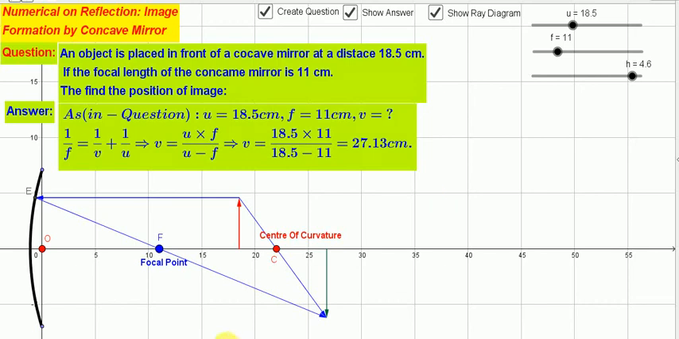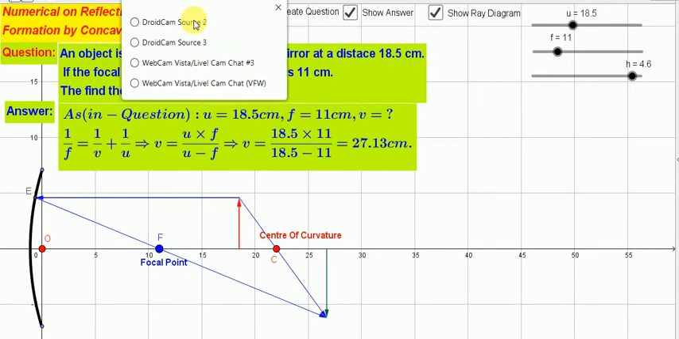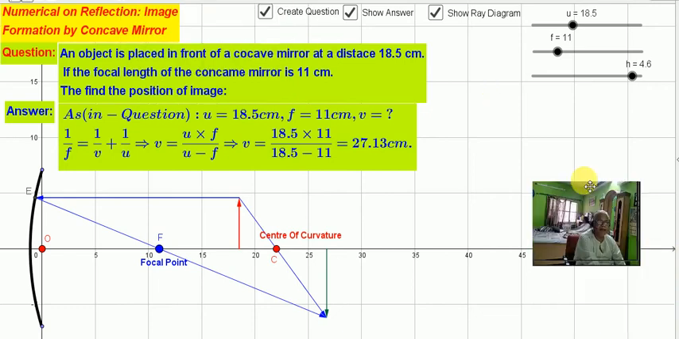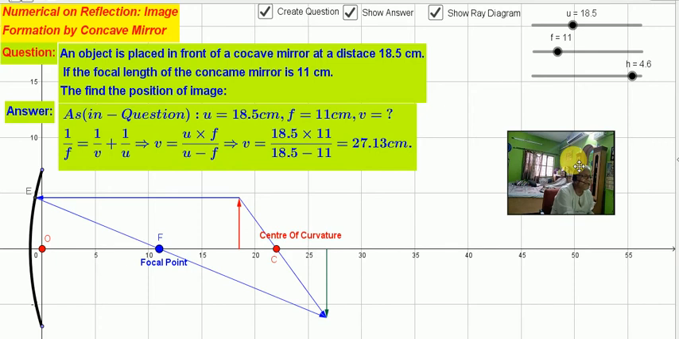Hello, I am OP Srivastava, and I am going to demonstrate how you can solve physics numericals based on reflection by curved surfaces. As you see, I have already solved one question on the screen. I have taken a problem of a concave mirror.